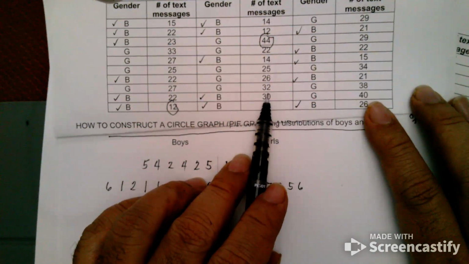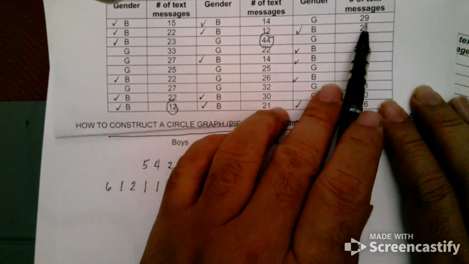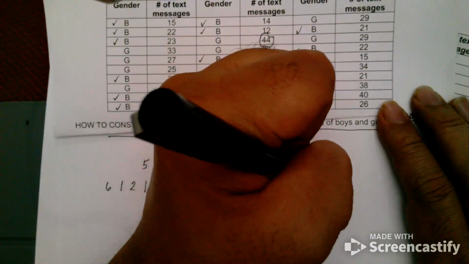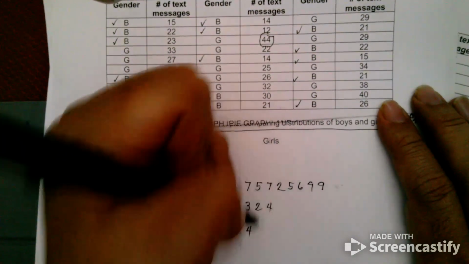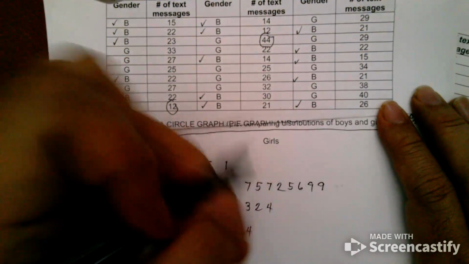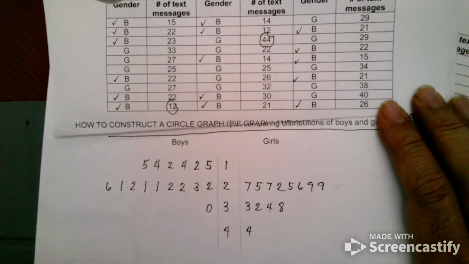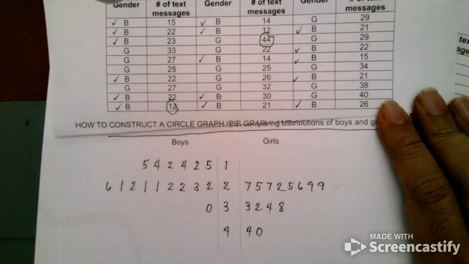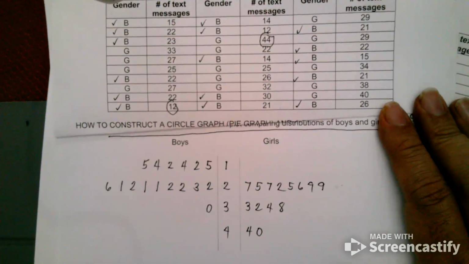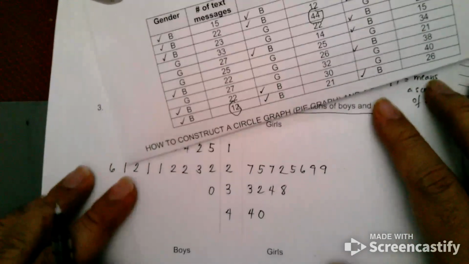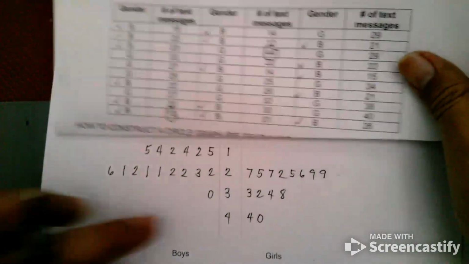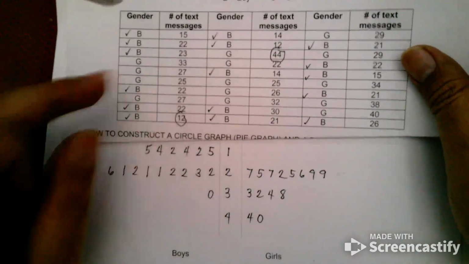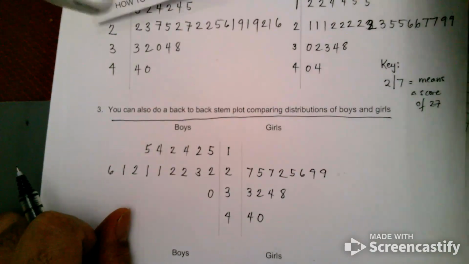The next one would be already here. Girl is 29. Next girl is 29 again. Next girl is 34. Next girl is 38. Next girl is 40. There you go. So this is a back-to-back stem plot. Again, this is not arranged. I based all of this on the data, that's why you need to understand what this one is.